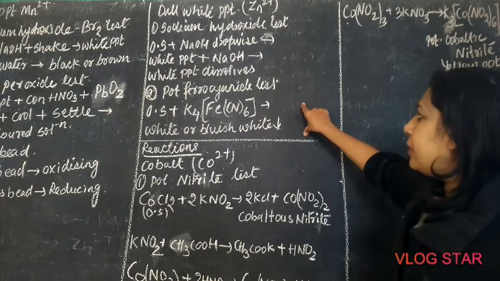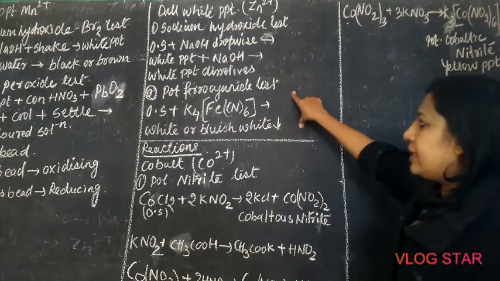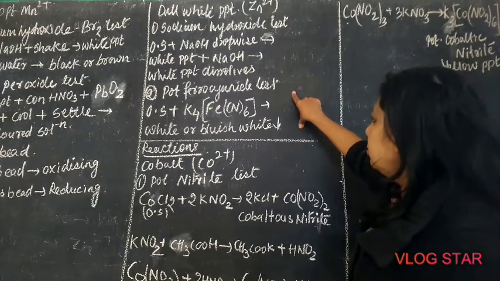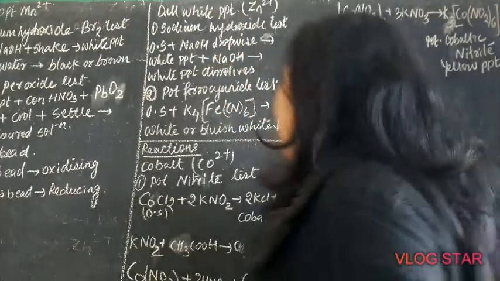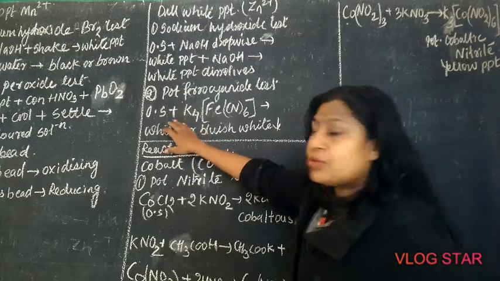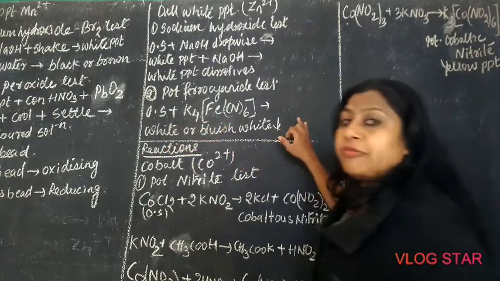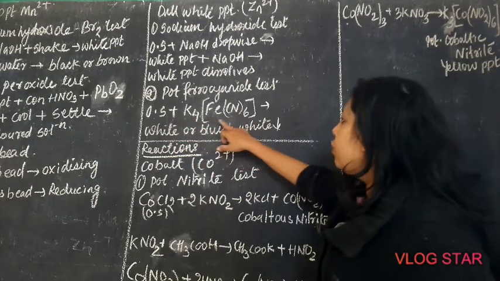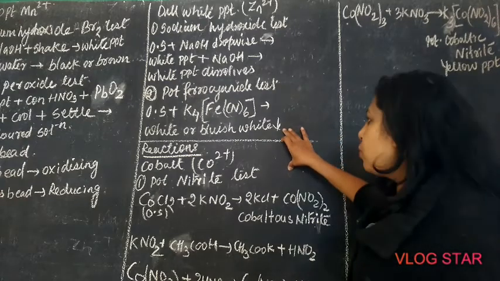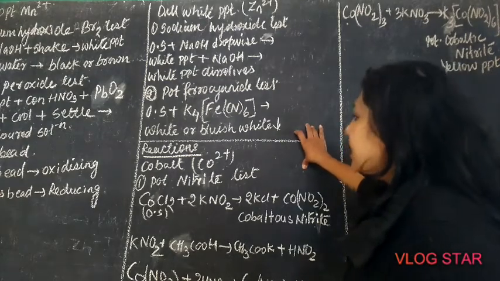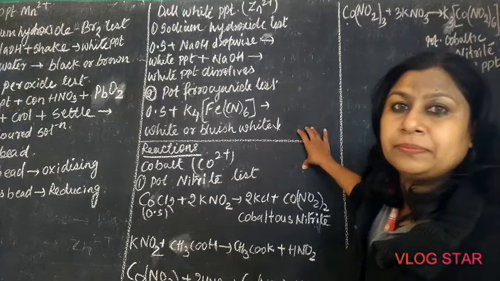Another test is potassium ferrocyanide test. Now to the original solution, add potassium ferrocyanide, that is K4[Fe(CN)6]. If you get a white or bluish white PPT, that means Zn2+ is present.